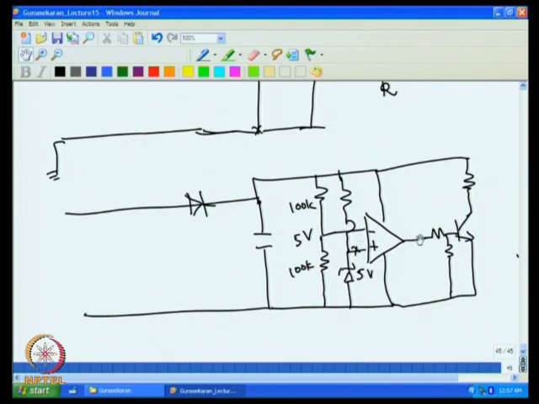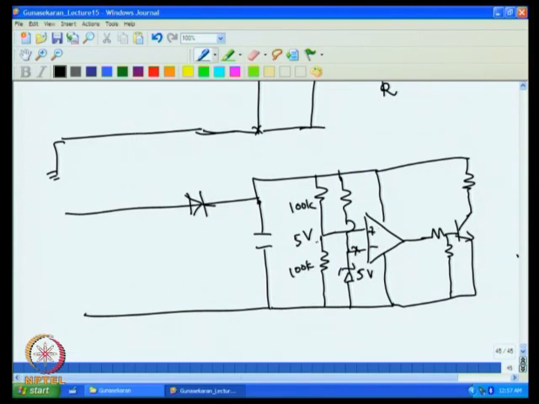If it is less than 5, then output will go high, then this will conduct more, then this voltage will come down. And if this voltage comes down too much, then this will come below 5. Actually, I have to reverse the thing. If it goes lower, this polarity is to be reversed. So I will change this polarity: you put this one to plus, this one to minus.